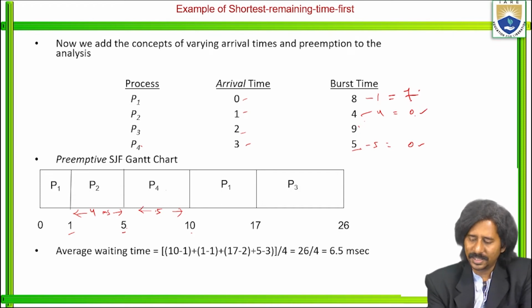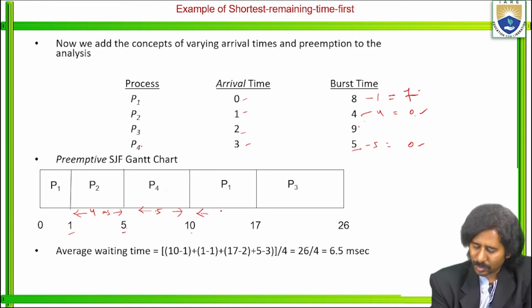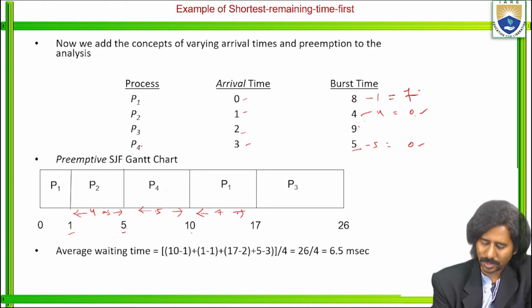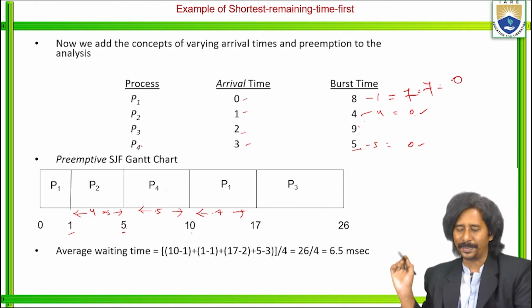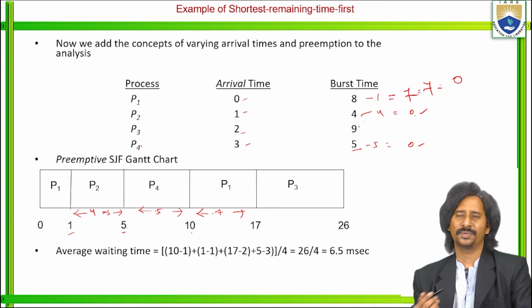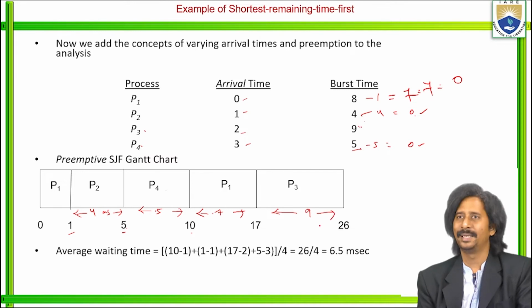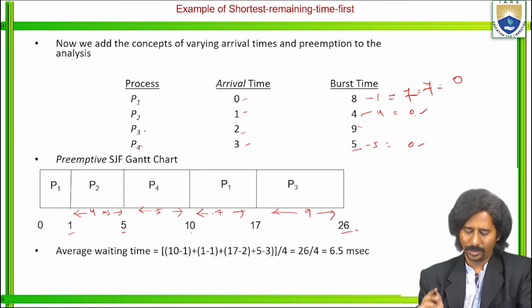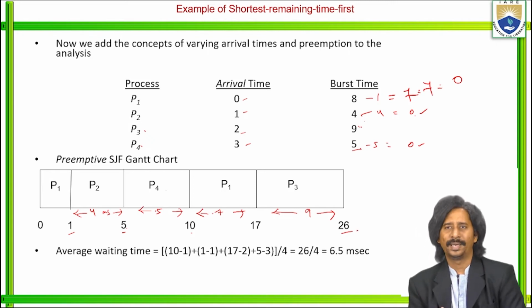So 7 is the shortest, and P1 starts execution for 7 milliseconds. 10 plus 7, 17. Now this is also completed. The only process left is P3, which takes 9 milliseconds. 9 plus 17, 26. Now we will see how to find the average waiting time.